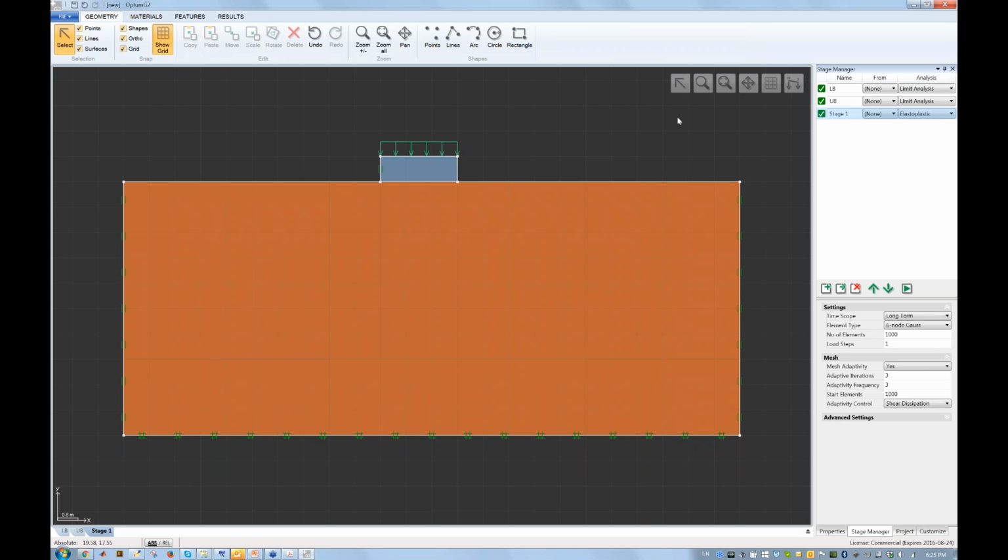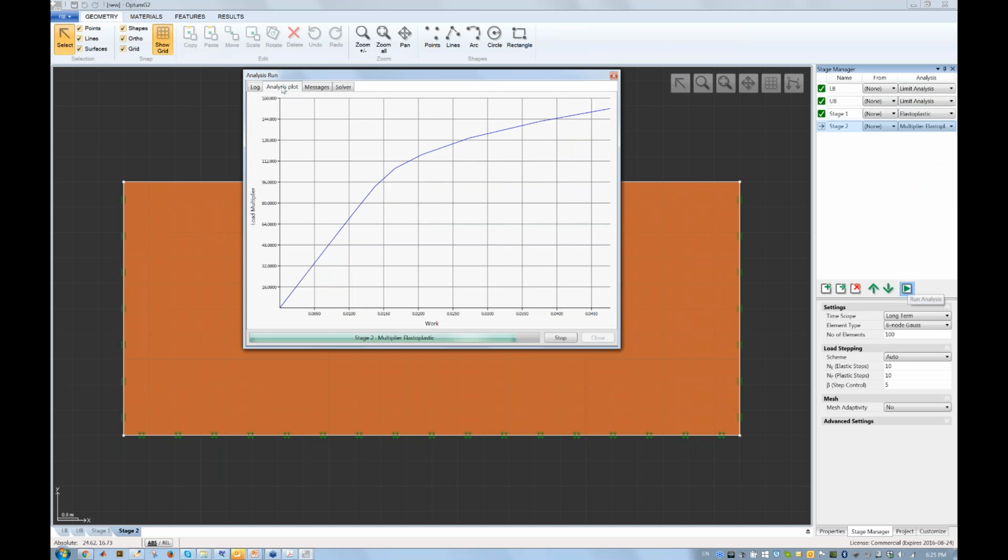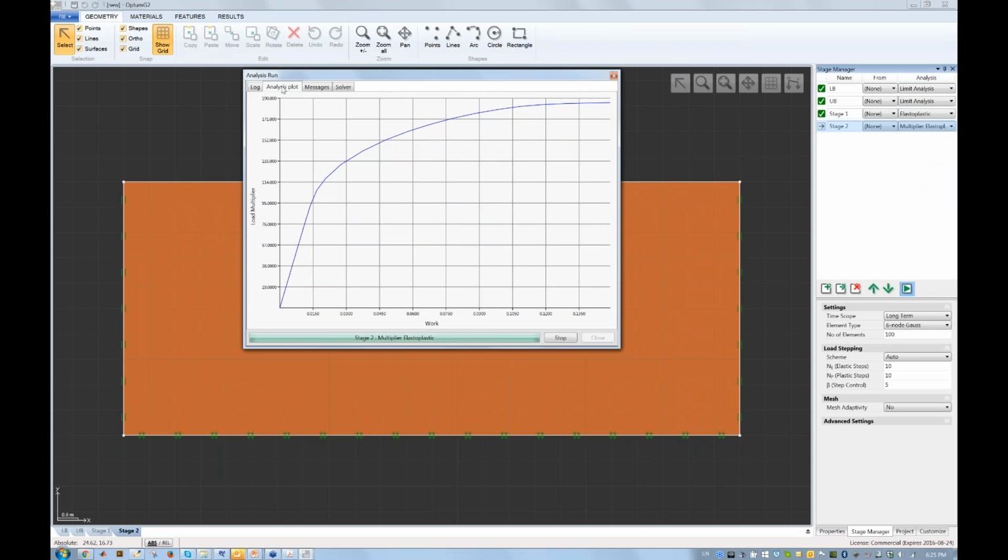So you don't really need a full load displacement analysis from zero load to failure. But if you want it, and it might be nice to have, I like to have it myself, then you can do that analysis as well. It's called multiplier elastoplastic analysis. You can think of it as a combination between limit analysis and elastoplastic analysis. It takes the load from zero up to failure and calculates displacements, settlements, deformations at each load step.